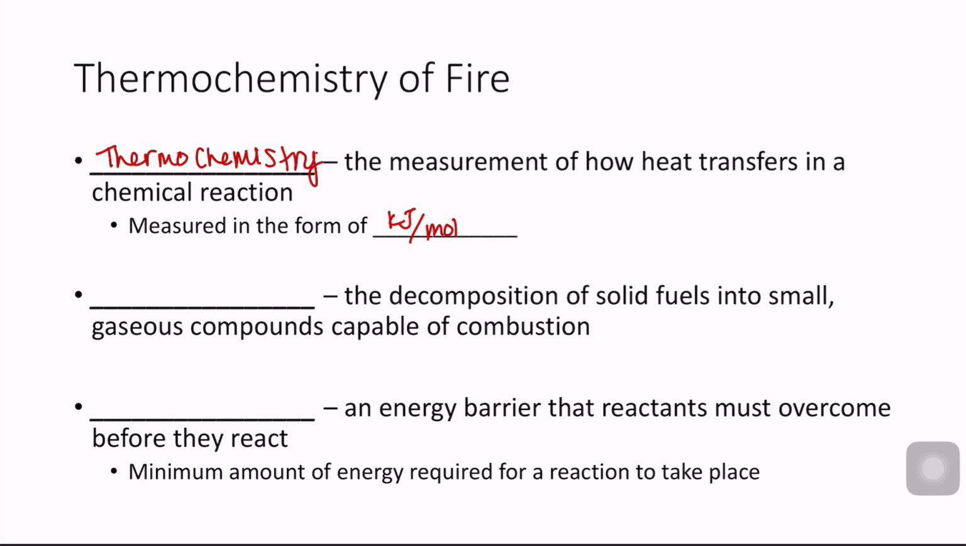Kilojoules is a really small unit of energy. So a lot of times, instead of dealing with hundreds of thousands of joules, we just deal with hundreds of kilojoules.